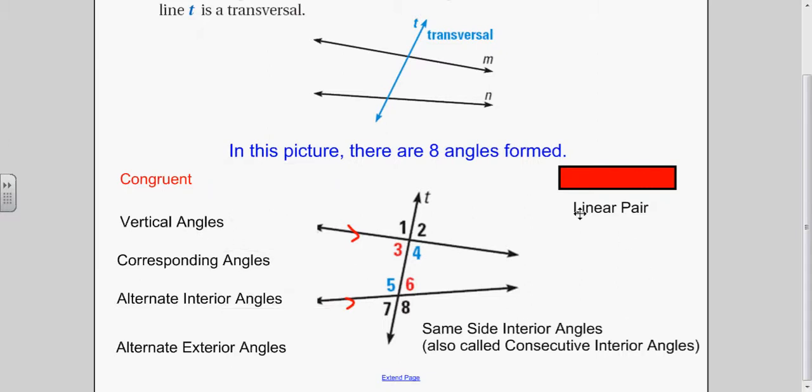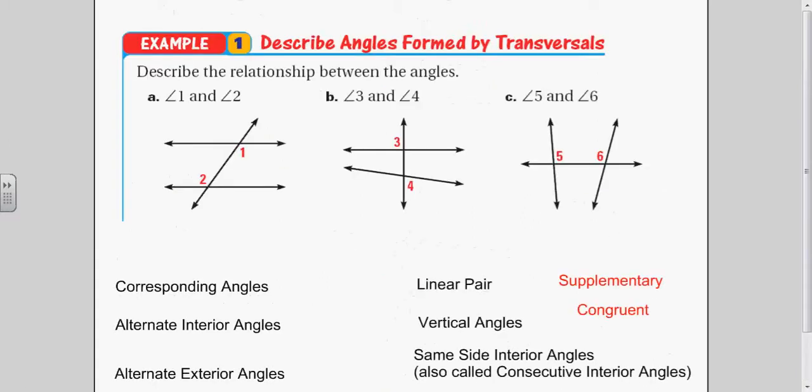And then if these lines were parallel, then we would know that same side interior angles are supplementary. Okay, they're not, so 4 and 6 would be supplementary, not congruent, but supplementary, just like linear pairs are supplementary. So let's just describe these relationships.